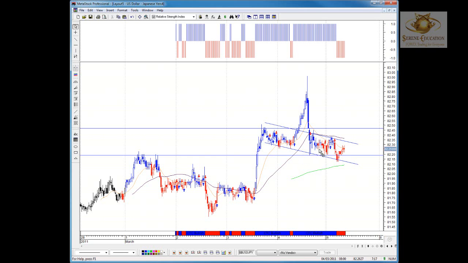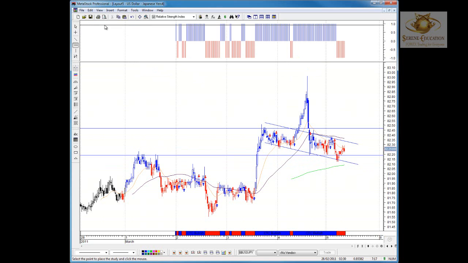Resistance level, support, 82.20. Break of that, next protocol will be 81.95 ish, very noisy down these parts, or 81.75. But we want to be trading lower to confirm further downside movement.